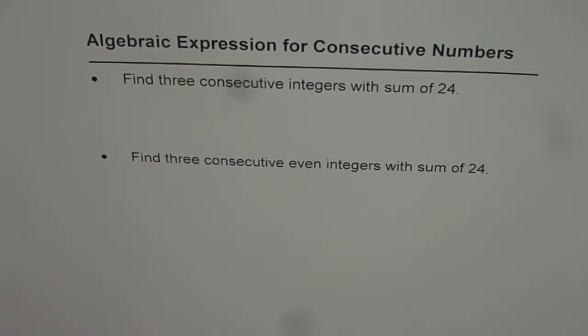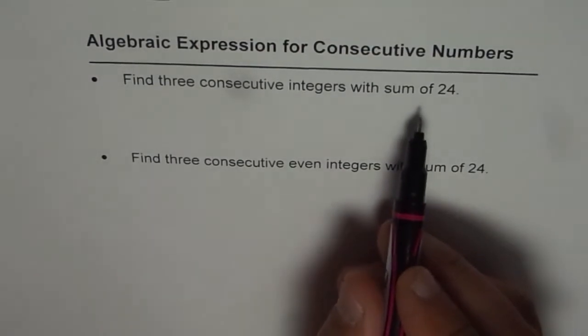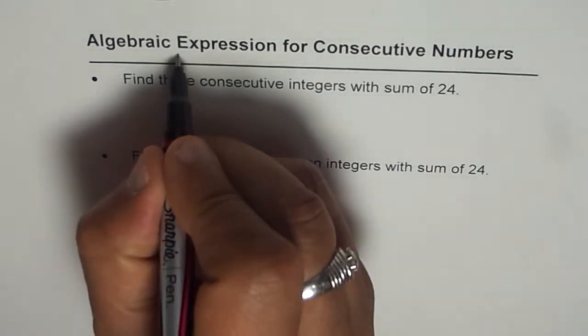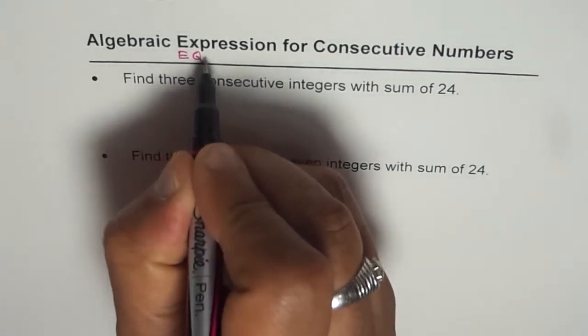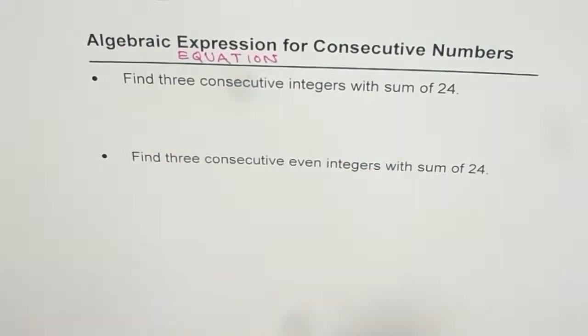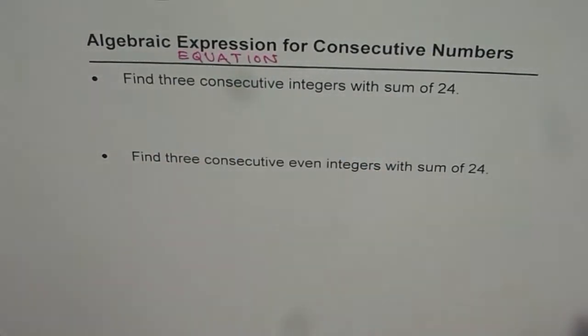Algebraic expression for consecutive numbers. Find three consecutive integers with sum of 24. Now here we are given a sum, so basically we are now dealing with not an expression but an equation, right? So let me correct it. As a reminder, an equation has an equal to sign, but expressions do not have an equal to sign.